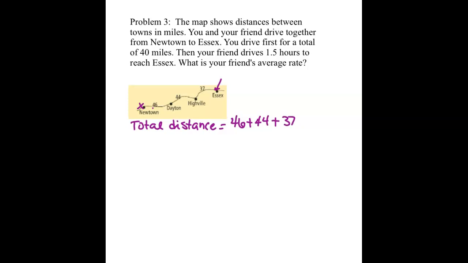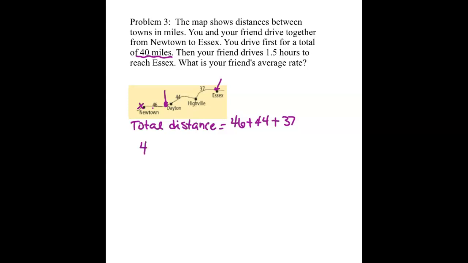Now, we are splitting that up. It says that we drive the first chunk. All right, so we're going to drive 40 miles. That means we're not quite to Dayton, since it's 46 miles to Dayton. So we're going to stop about here, and then our friend is going to start driving.